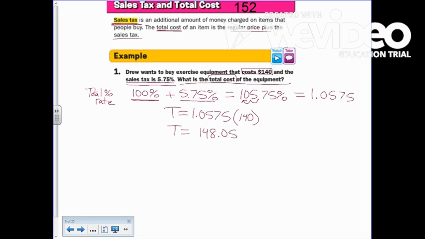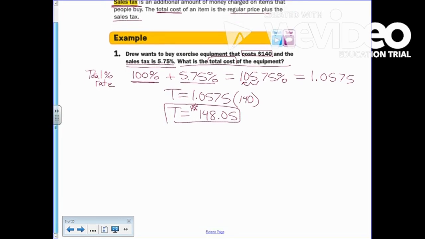148.05. Keeping in mind we are finding the total cost, I need a dollar sign, and I need to double check that I have not 1 decimal place, not 3 decimal places, but 2 decimal places in my answer, so that it comes out to be $148.05.